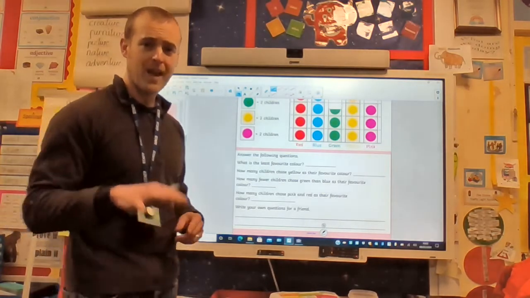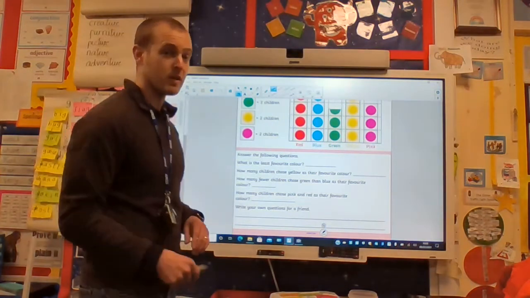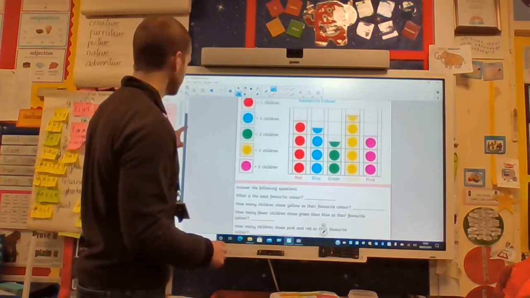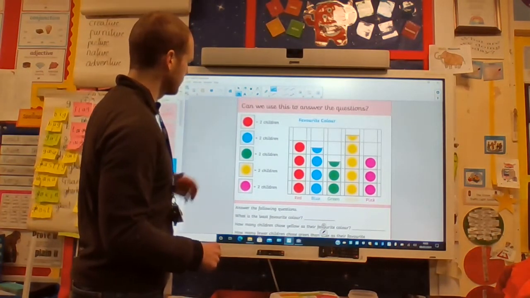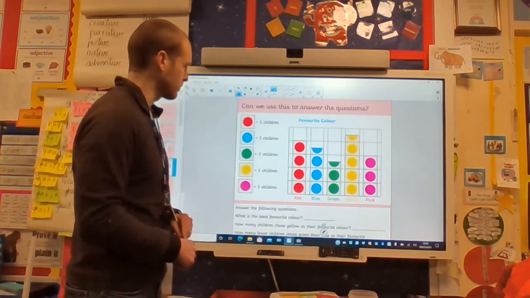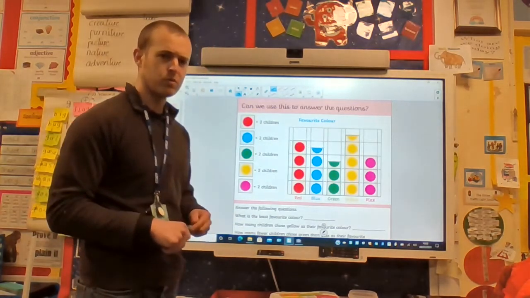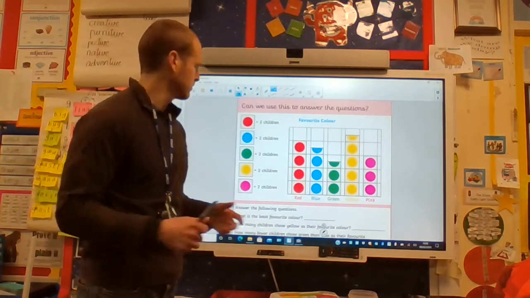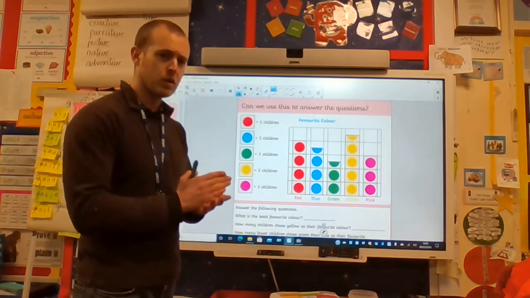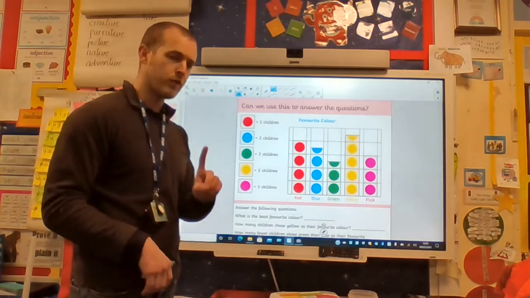Excellent stuff. How did you get on? Could you use a pictogram to answer these questions? I bet you're doing a fab job. Right, let's have a little look. Each circle represents 2 votes or 2 children. Here's a quick question though. If I've got half of a circle, how much does that mean? I know that half of 2 equals 1. So we can assume that a half circle would equal 1 vote.